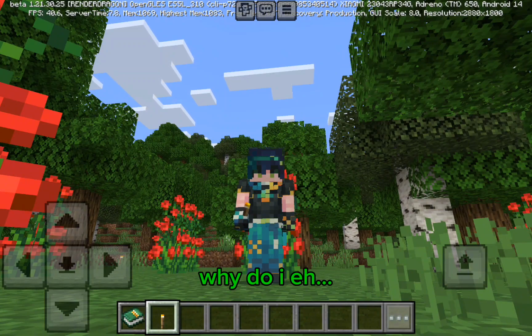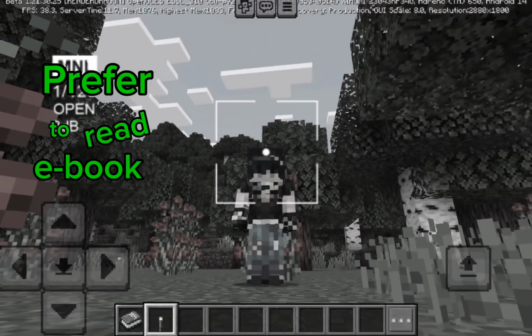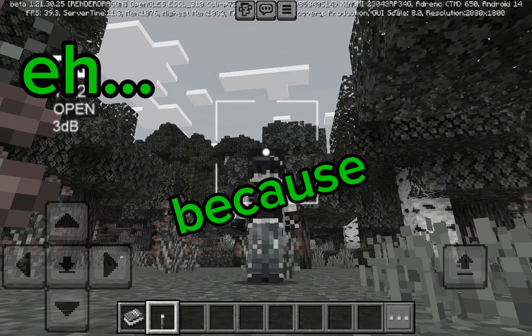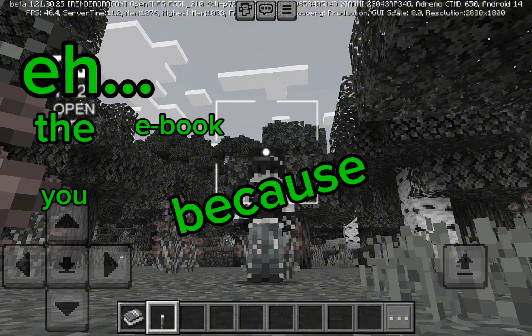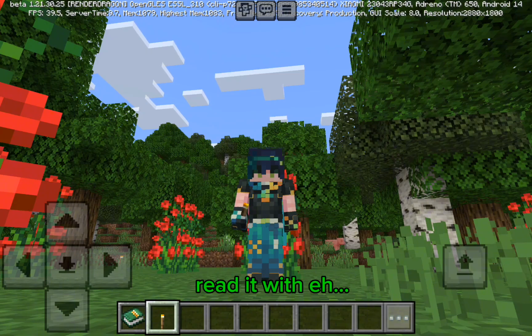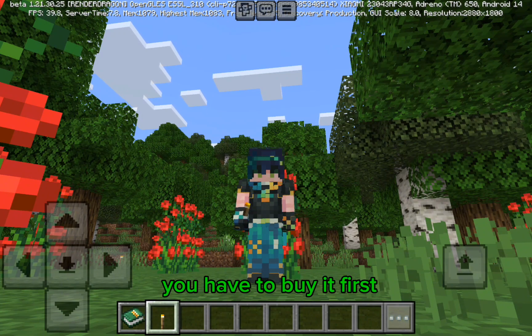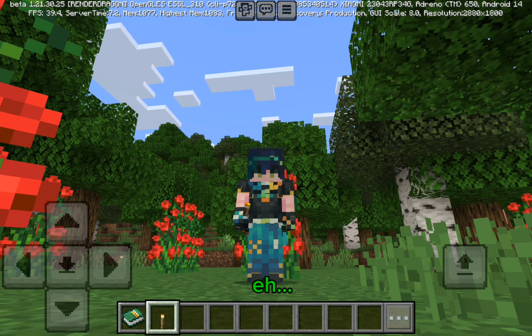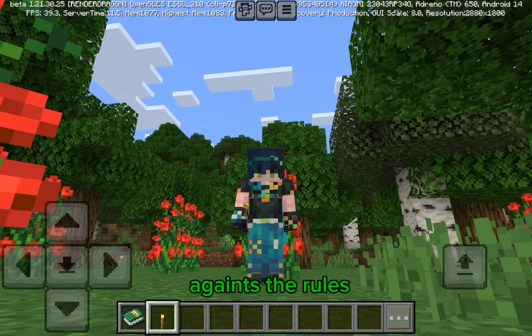Why do I recommend the ebook? Because I prefer to read an ebook rather than the book directly. Because the ebook you can find for free on the internet. While if you want to read it through the book directly, you have to buy it first, right? You can't just open the book in Gramedia and read it. It will be against the rules, against the law.